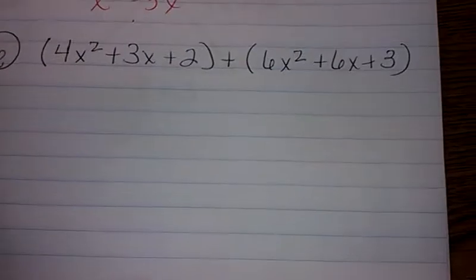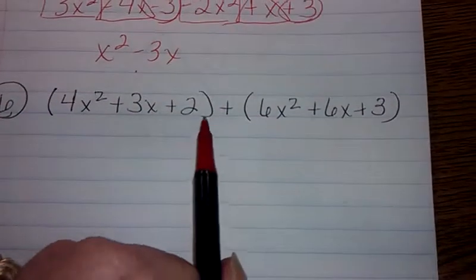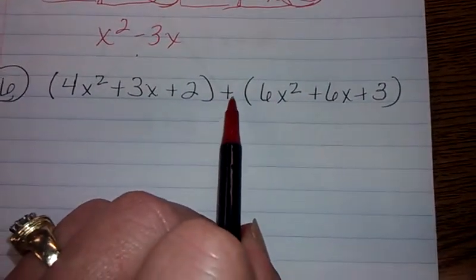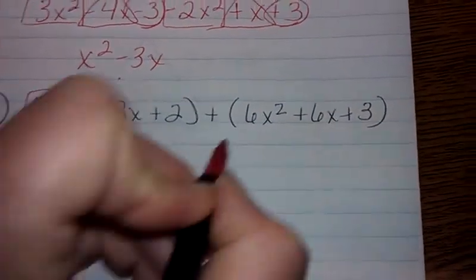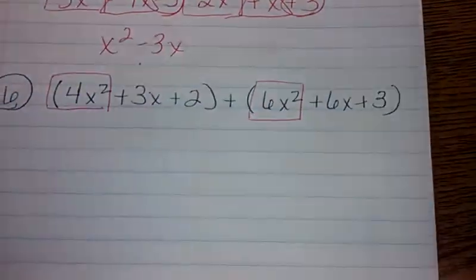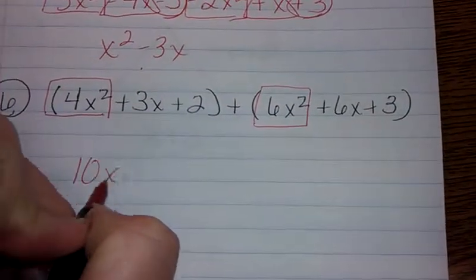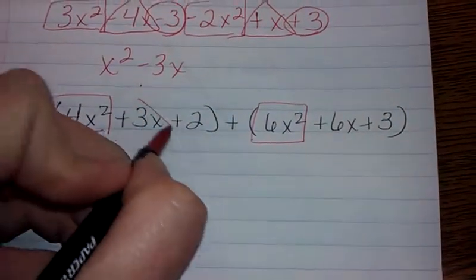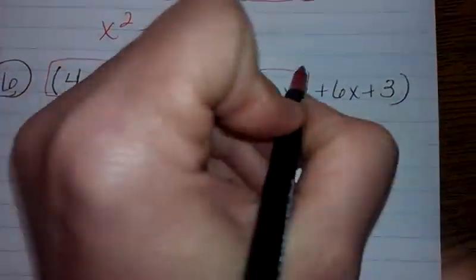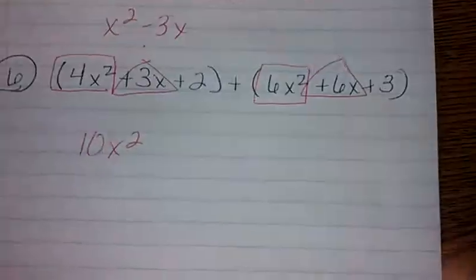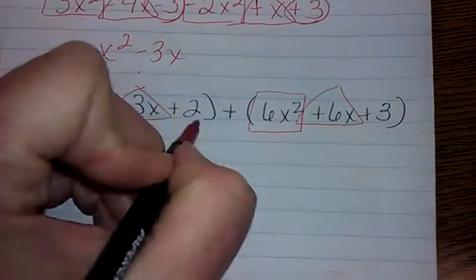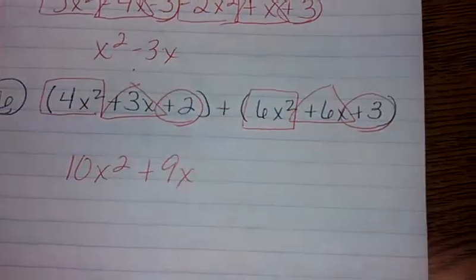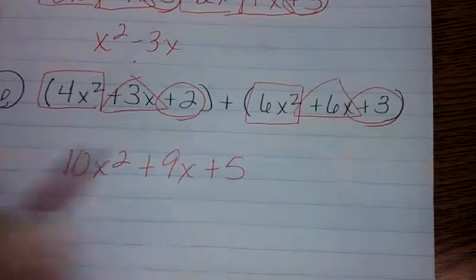On number 6, now I'll show it this way. You don't even have to rewrite it. There's a plus sign in between it, so nothing changes. So I have 4x squared plus 6x squared, 10x squared. I have 3x plus 6x, which gives me a positive 9x. 2 plus 3, which is 5.